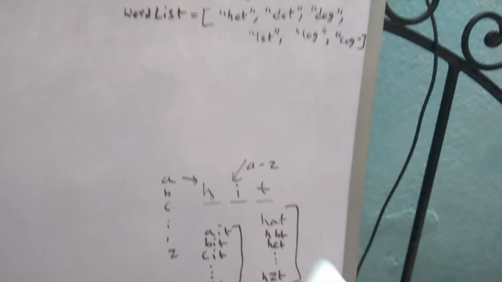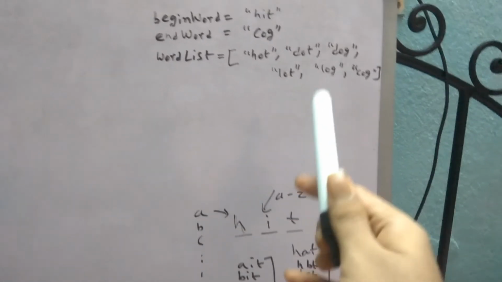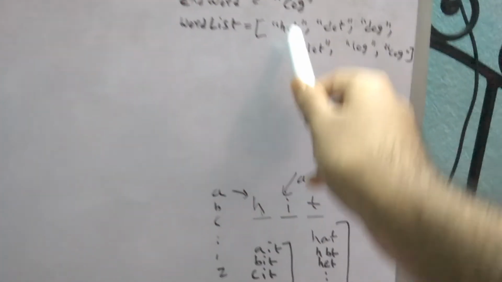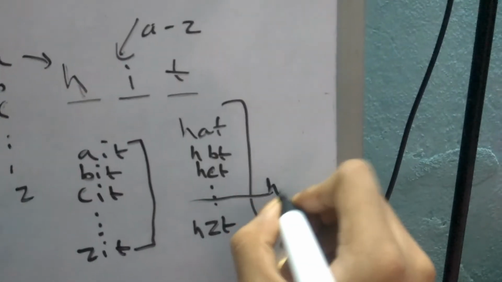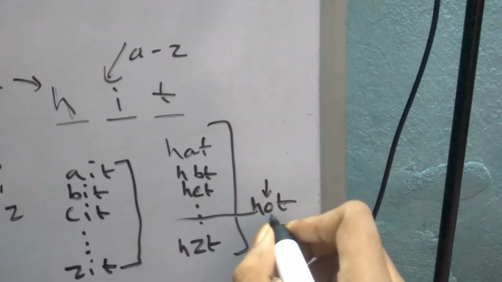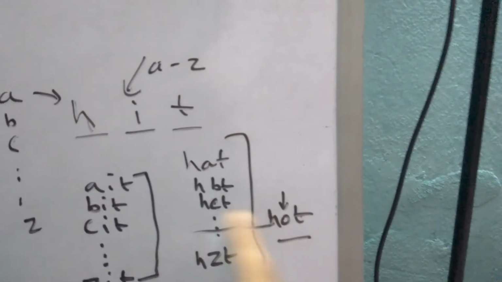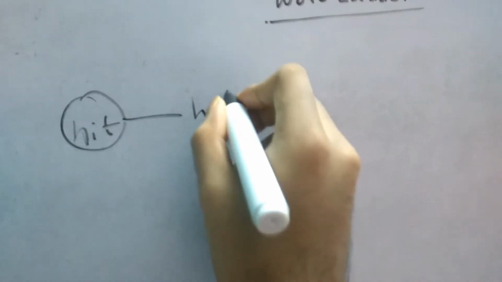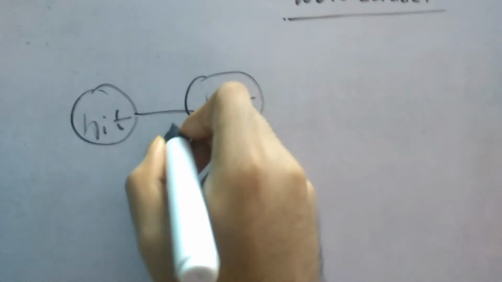So now I will be checking if any among these words are present in this dictionary. Here we can see somewhere in the middle we will be finding the word hot, because here we are changing I to O. So this hot is present over here, so we have to make this a node. So now it will be hot, and there will be an edge between them.